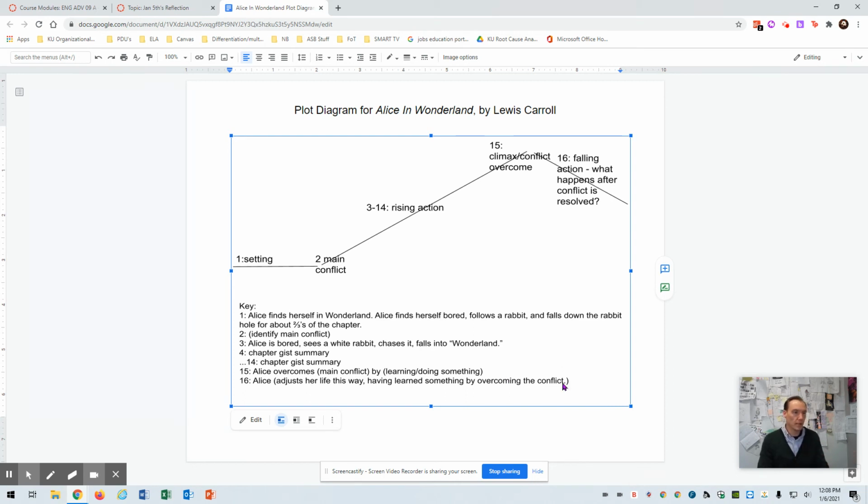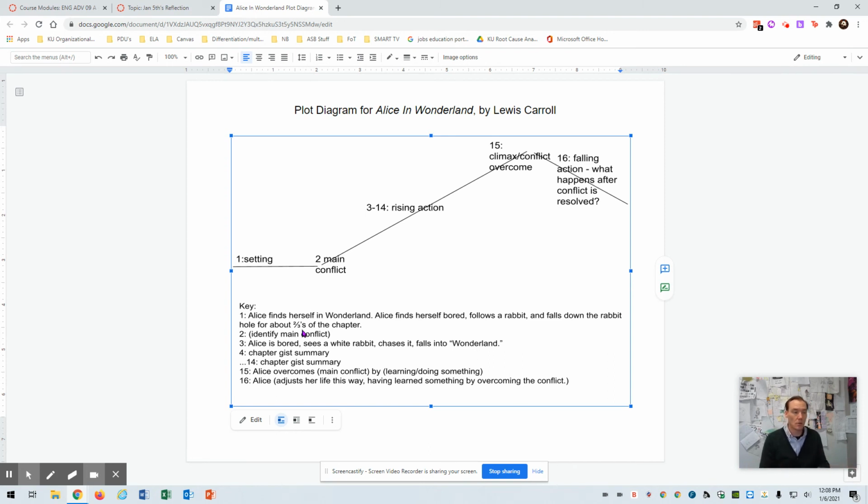Okay, at any rate, I hope that's pretty straightforward, right? You just match the numbers here. You write in the main conflict once you figure it out. It's okay if it takes a few chapters. It's okay if it takes group work, a little collaboration, asking your peers, hey, what do you think is going on here?